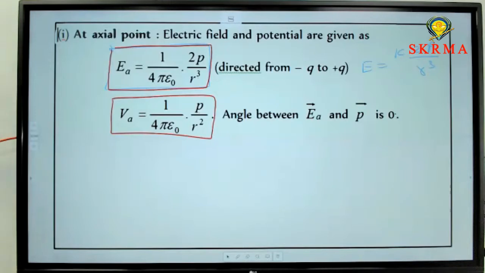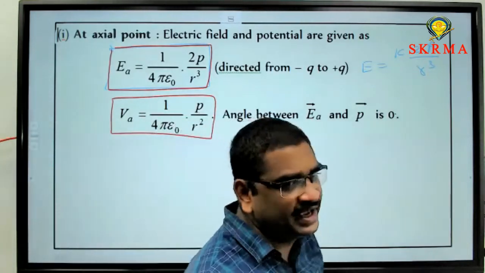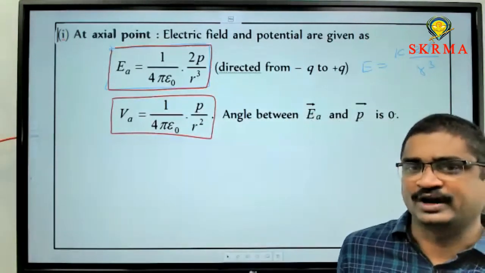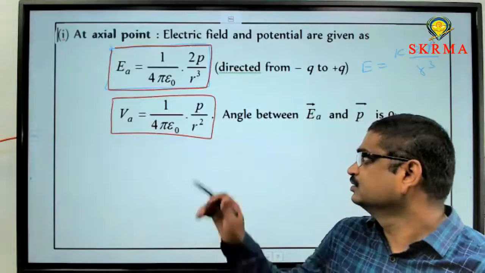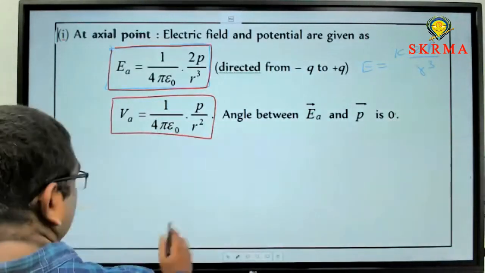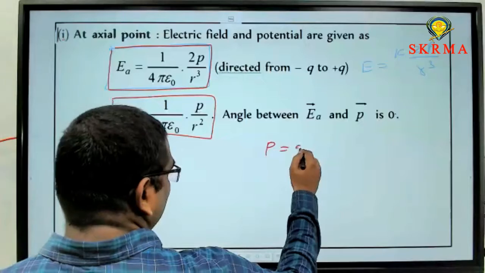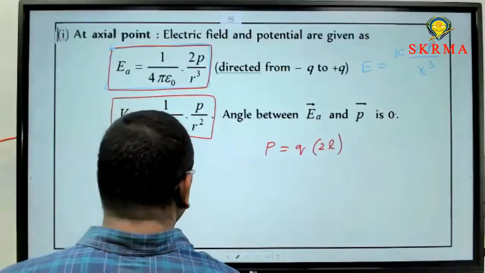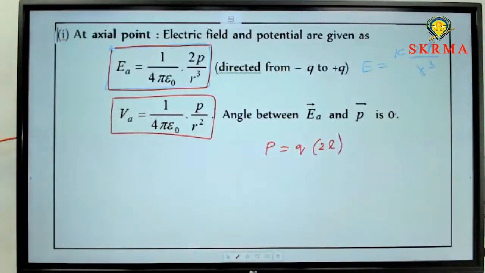Next, what is the formula for electric field? K into 2p by r cube. Potential, p by r square. What is the value of p? P equals magnitude of charge into distance between them. P is nothing but dipole moment. So these are the formulas for electric field and potential on axial line.